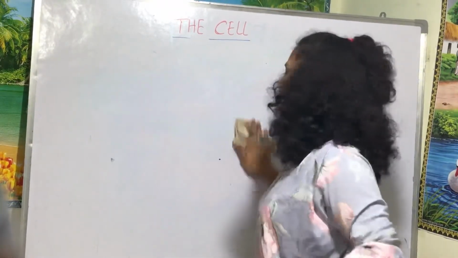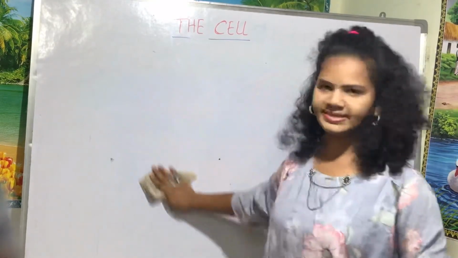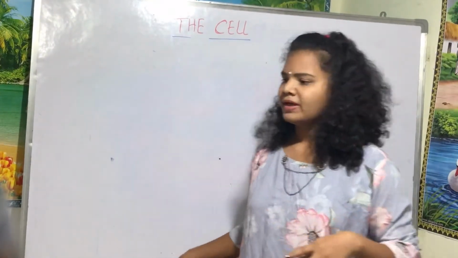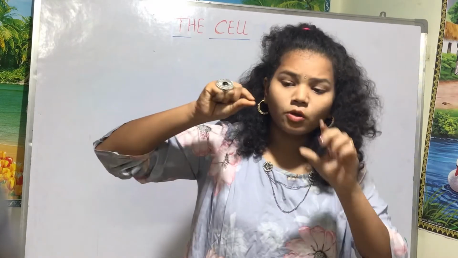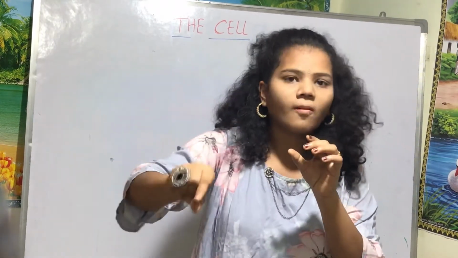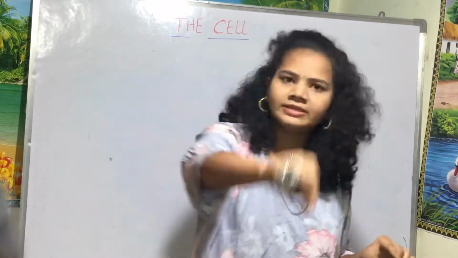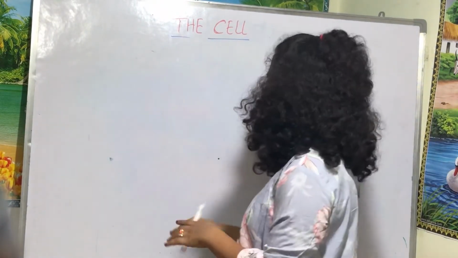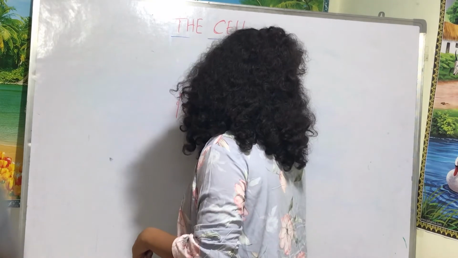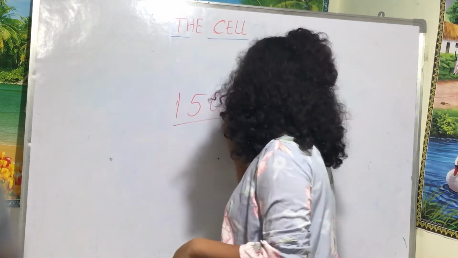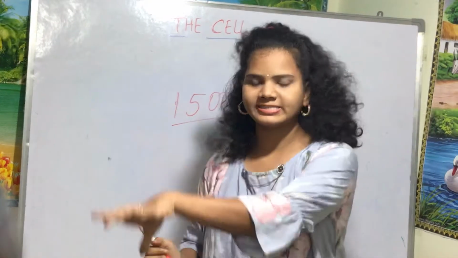And the compound microscope is made up of more than 2 lenses as well, and in the compound microscope we can see up to 1500 times its original size. Okay, how many times? 1500 times its original size.